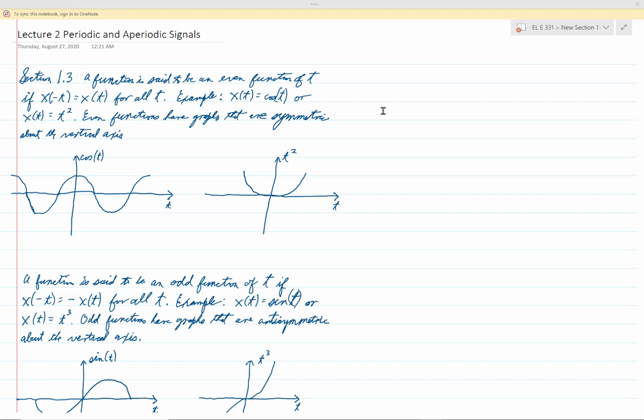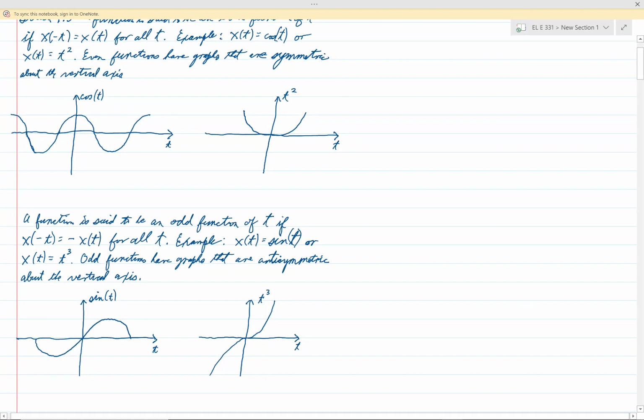And as the next sentence notes, even functions have graphs that are symmetric about the vertical axis. So here you see cosine of t, and you can see how this looks just the same to the right. It looks as though you flipped it over to get the left-hand side, and similar for t squared as well. So these have even symmetry about the vertical axis, and they're said to be even functions of t.